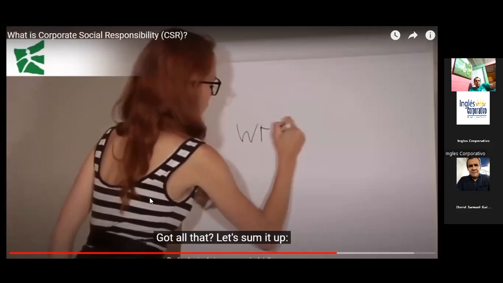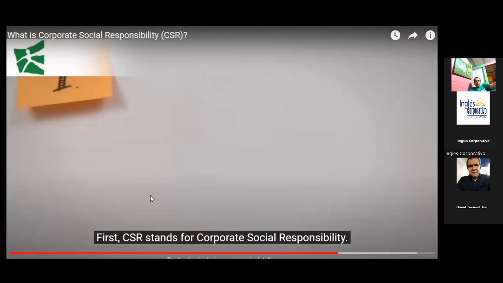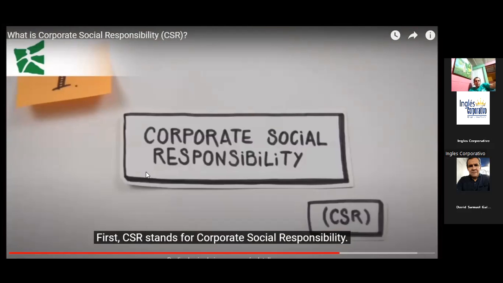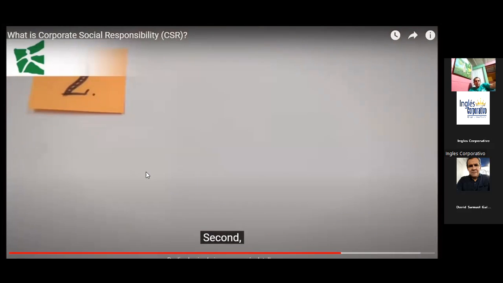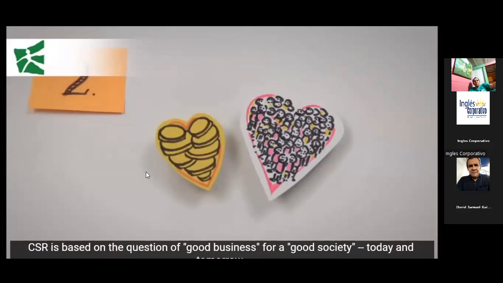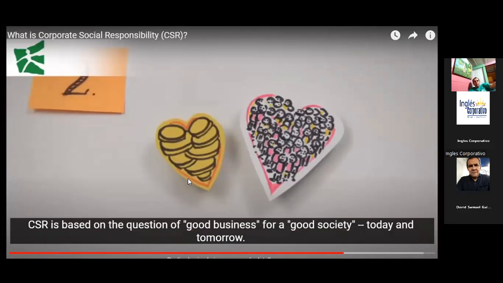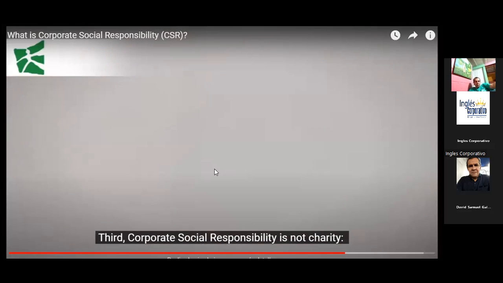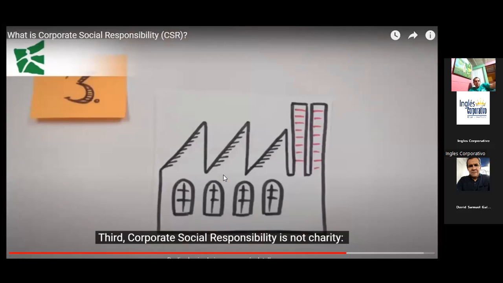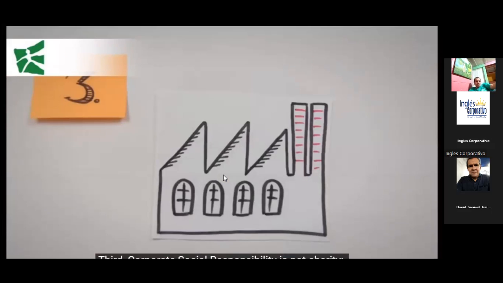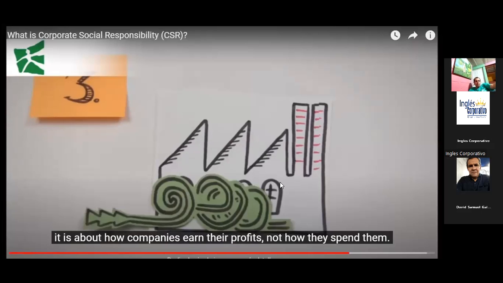Got all that? Let's sum it up. First, CSR stands for Corporate Social Responsibility. Second, CSR is based on the question of good business for a good society, today and tomorrow. Third, corporate social responsibility is not charity. It is about how companies earn their profits.